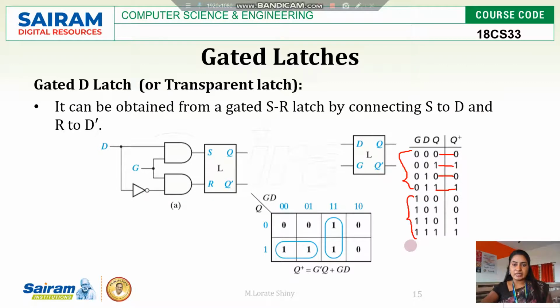Now G is activated, so the latch will work. So the D latch will give the output Q equal to D. Okay, so when the D latch is working, your Q output is nothing but the D input. So Q is D. D is 0 here, so the output is also 0. D is 0, so Q is also 0. D is 1, Q is also 1. D is 1, Q is also 1. Okay.